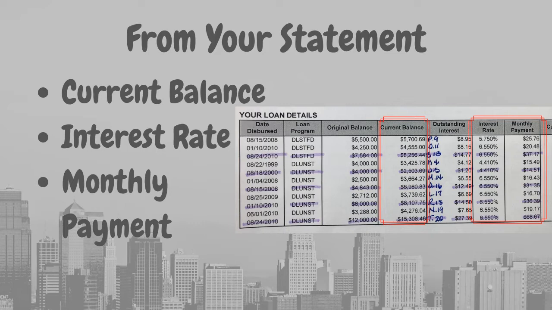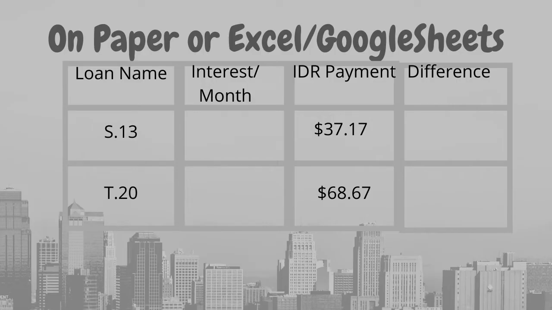So we're going to look at what you should put on your piece of paper, your Google Sheet or Excel. There's a bare minimum that you're going to need for your worksheet, and that's going to be the loan name, the interest per month, the IDR payment per month per loan, and the difference.